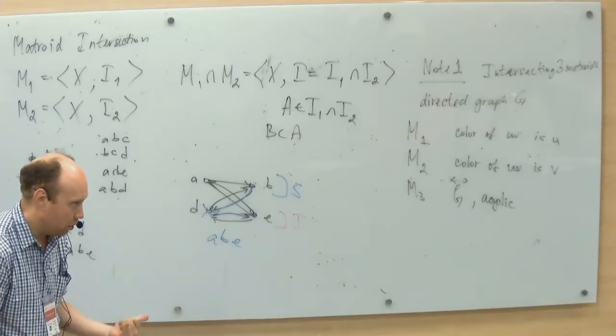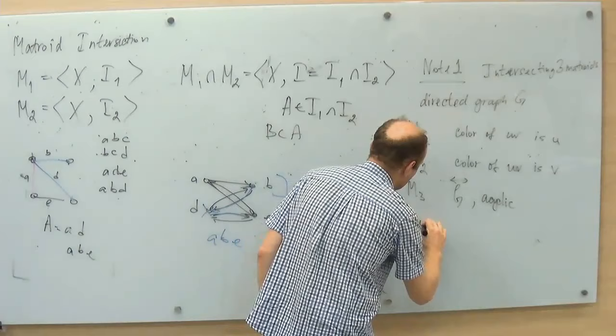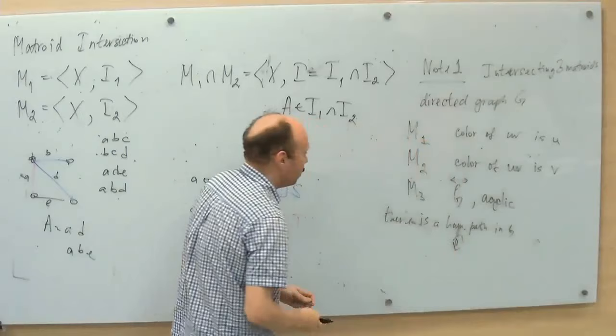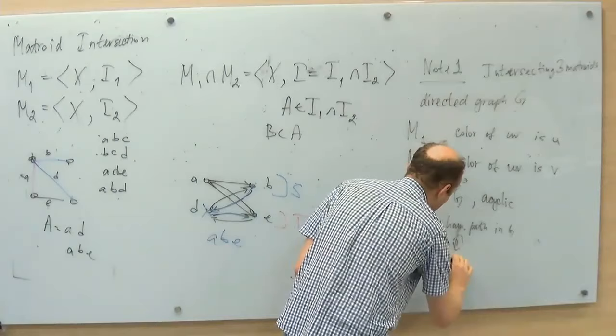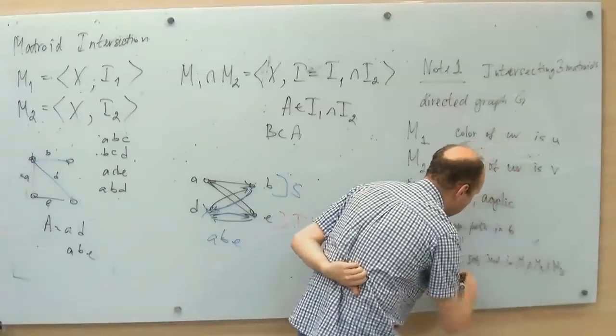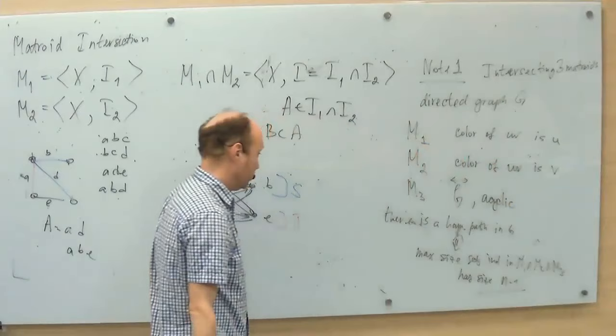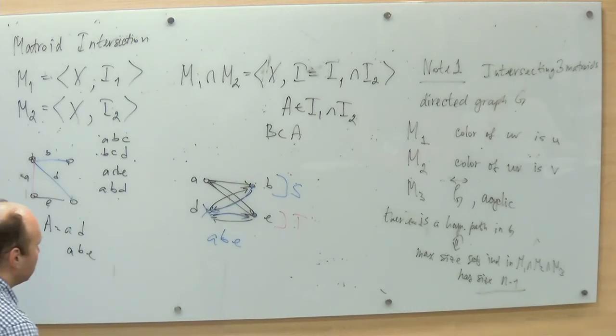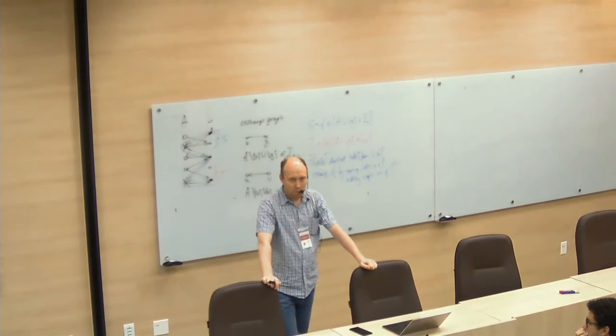So there is a Hamiltonian path in G if and only if the maximum size set independent in all three matroids has size n minus 1. So we have reduced the problem of finding a Hamiltonian path to the problem of finding the maximum size set in the intersection of three matroids, and therefore we have a strong belief that three matroids cannot be efficiently intersected. Well, that's note number one.